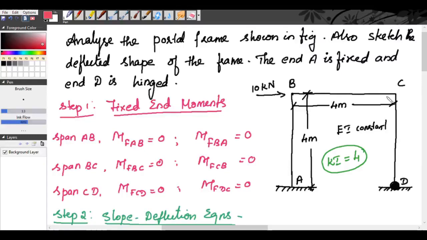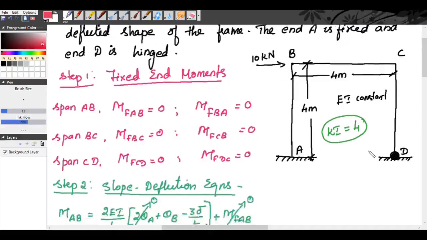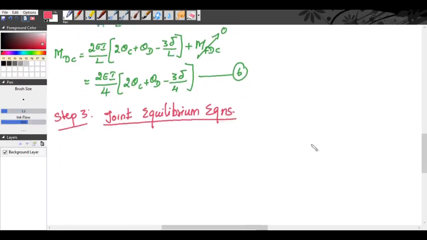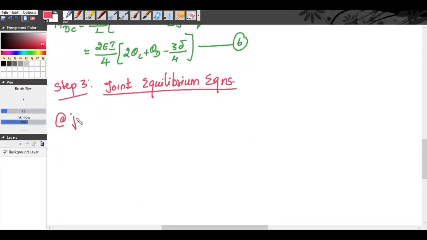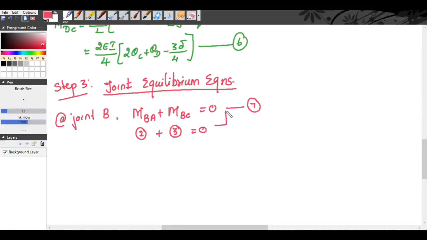At C, it is MCB plus MCD will be equal to 0. At D, MDC will be equal to 0. So these are our joint equilibrium equations. So we will write the joint equilibrium equations now. That is at joint B, MBA plus MBC will be equal to 0. This is our equation number 7. See, actually MBA is equation number 2, MBC is equation number 3, is equal to 0.